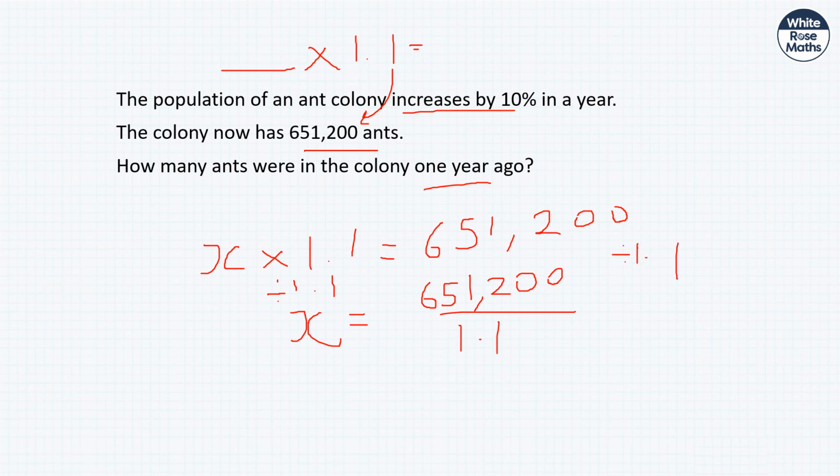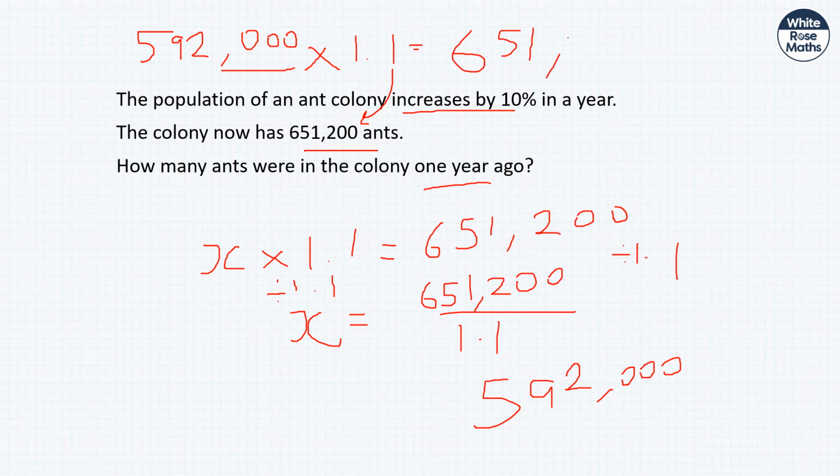So again, working this out on our calculator, divided by 1.1 gives me the answer of 592,000. So a year ago there were 592,000 ants, based on this question. And you times that by 1.1 on your calculator, it does indeed give you 651,200 ants. There we go.